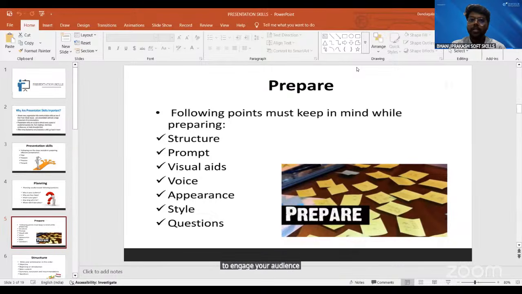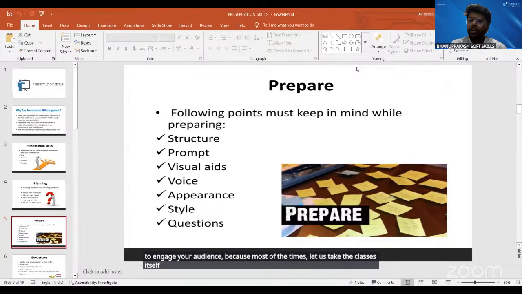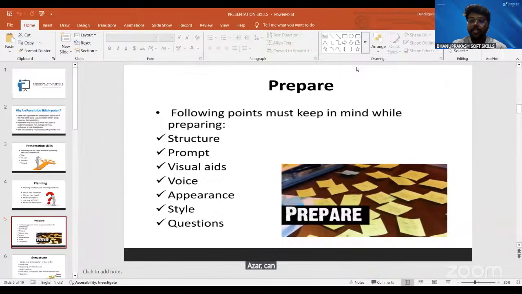Because most of the time, let us take the classes itself. Can we concentrate on each and every second in the class? Probably not, as we lose our concentration a lot, particularly in these virtual classes. And this is the drawback that we have. Even in offline classes, it's the same, our mind is thinking about something else.